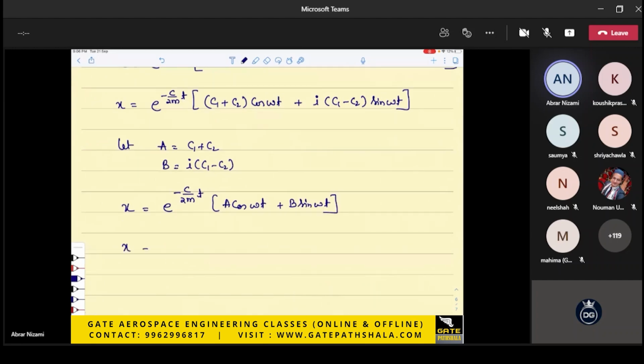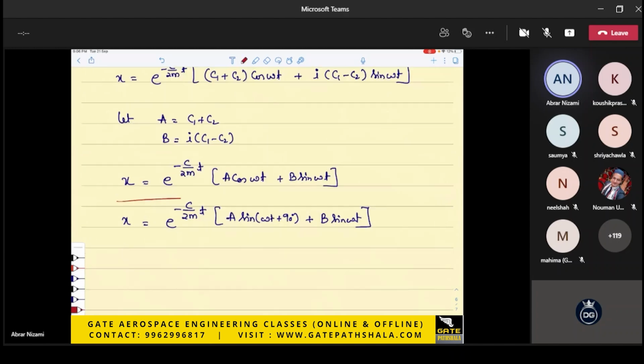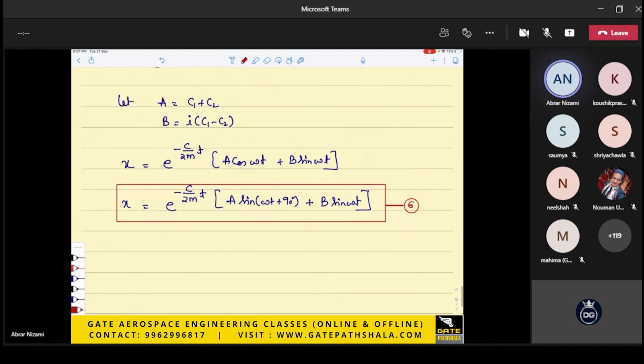Okay, which can further be written as e power minus c by 2m into t into A sine of (omega t plus 90 degree), that becomes again cos omega t plus B sine of omega t. So this becomes a sinusoidal function. Okay, bracket this equation. You give a number to this equation. Till now we were not giving numbers to the equation of motion of the system. Now we are giving this. Okay, so in this there are two functions now.